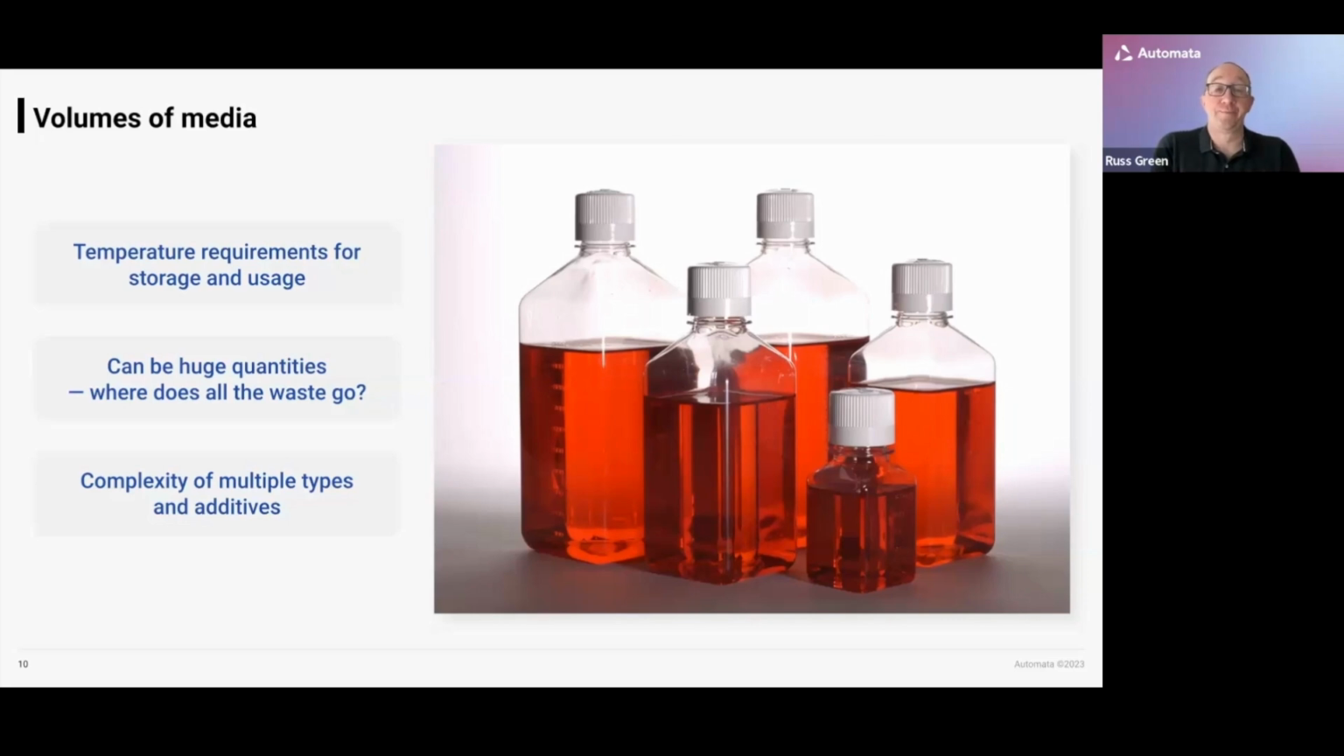Speaking about scale, one of the main drivers for automation is throughput. If your goal is to up your throughput, then your media consumption is going to go up, most likely, which means you could end up with huge quantities and liters of media being utilized. And where do we store that? And of course, that means we have liters and liters of waste as well. And where does all of the waste go? We have to consider what happens with that.